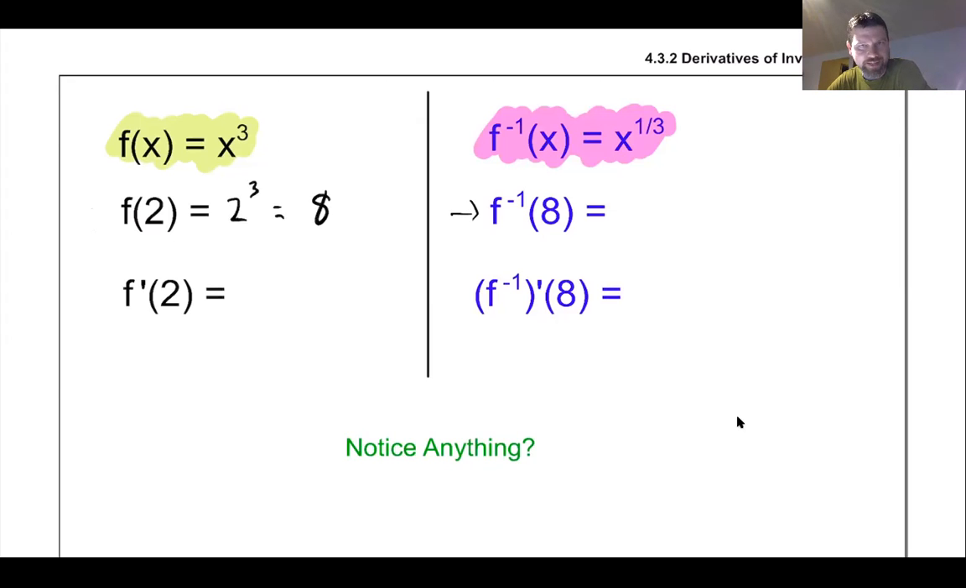F inverse of 8 is just plugging an 8 into the inverse function. That would be 8 to the 1/3, which is 2. Now, there's a few things we need to talk about.